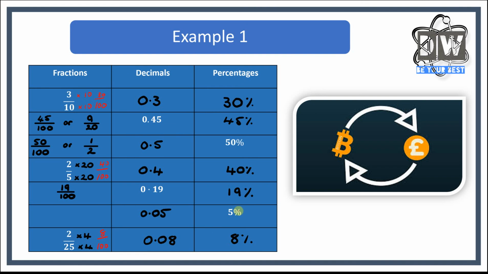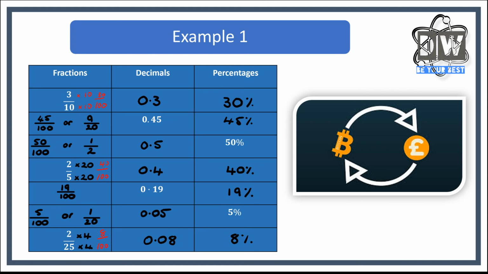And last but not least, we've got our 5%. This is often where people go wrong. They say, oh, 5% is 0.5. Well, that'd be 50%. So remember, we've got to divide by 100. Divide by 100 to get 0.05. And we would make it 5 out of 100, or it would become 1 over 20. Hopefully that will make some sense.